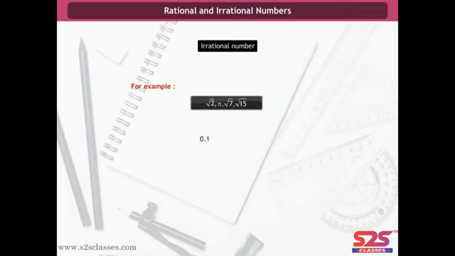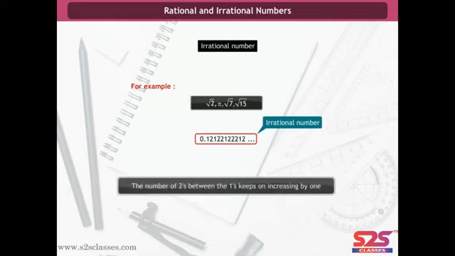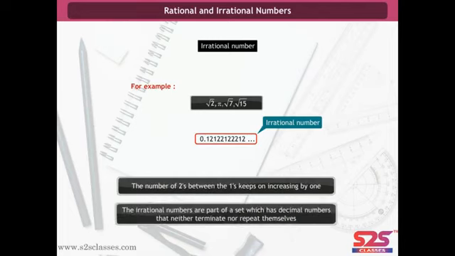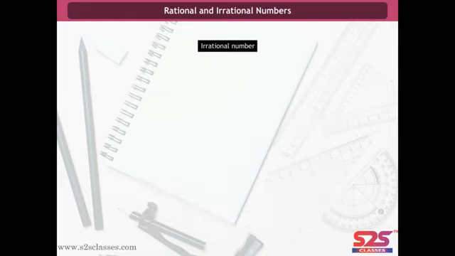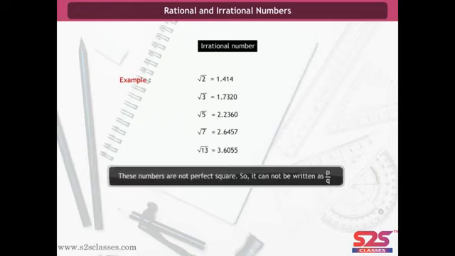Now 0.121221222 and so on is an irrational number, as we see that the number of 2's between the 1's keeps on increasing by 1. The irrational numbers are part of a set which has decimal numbers that neither terminate nor repeat themselves. Look at the given examples of irrational numbers. These numbers are not perfect squares, so they cannot be written as p by q.